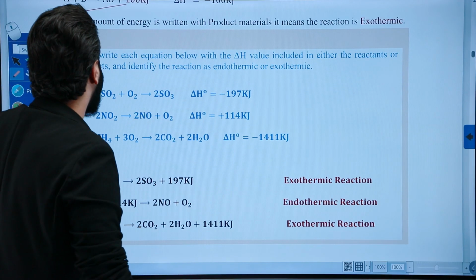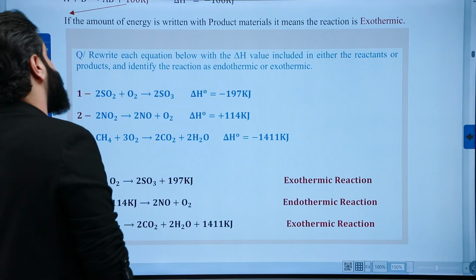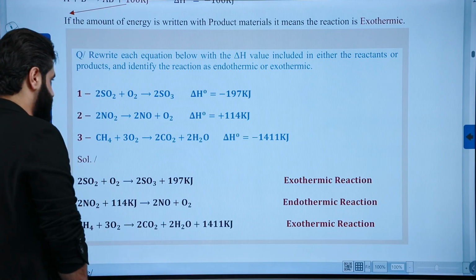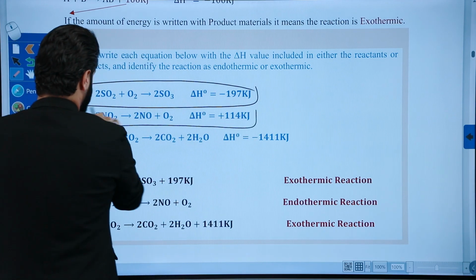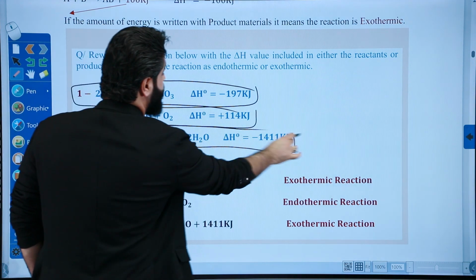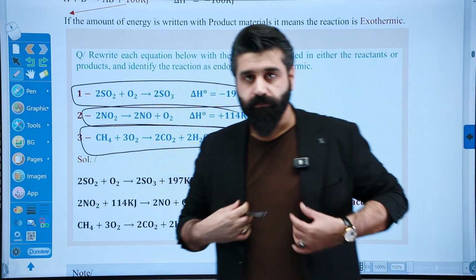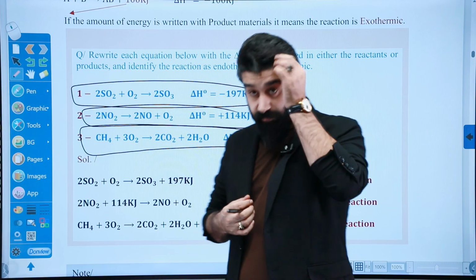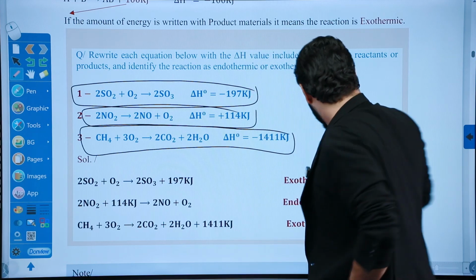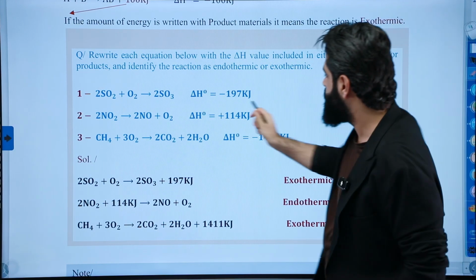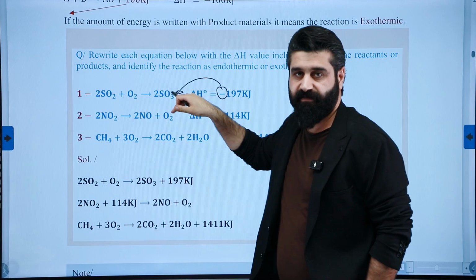Rewrite each equation below with the delta H value included as either reactant or product. We have some questions: 1, 2, 3. Rewrite each of the following equations, but this time in the form of a thermochemical equation. This is negative, so it needs to be added to the products, right?